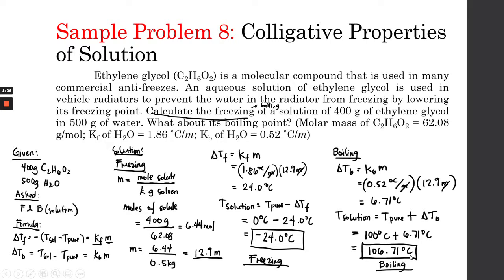So that is how we solve for the boiling and the freezing point of our solution when we add a certain amount of solute. Our solute here is ethylene glycol. We added ethylene glycol to water, and it changes the boiling point and the freezing point of water. So instead of freezing at 0 degrees Celsius, it freezes at negative 24.06 degrees Celsius. And instead of boiling at 100 degrees Celsius, now it boils at 106.71 degrees Celsius. So that's for colligative properties.